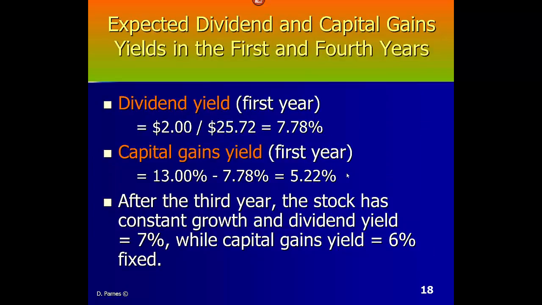If you want to think about it, it's actually kind of a weighted average of the two different G's.